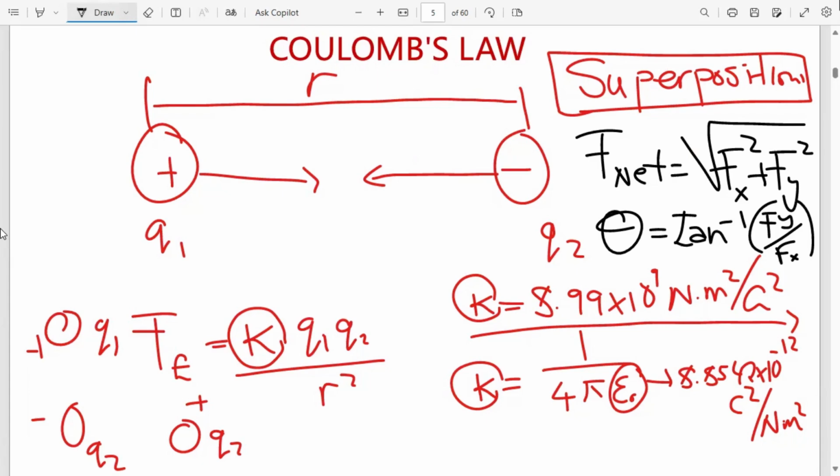So that, ladies and gentlemen, is how we can use Coulomb's law to explain how different charges interact with each other when they are in proximity of each other, due to the electric field that is produced by each and every charge, or that surrounds each and every charge.